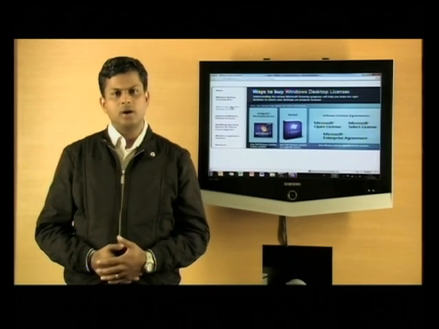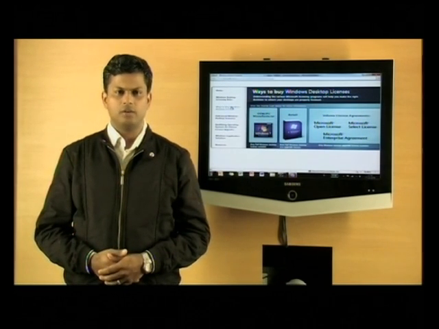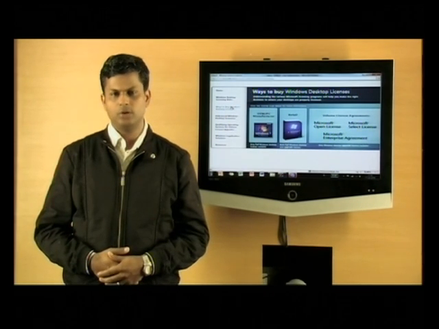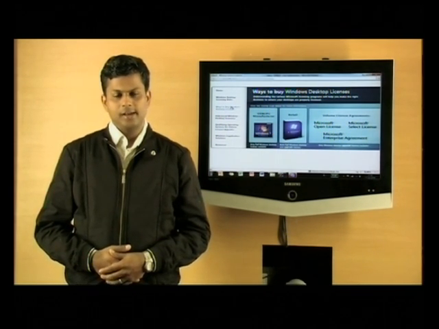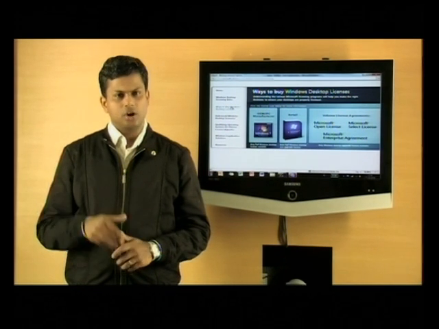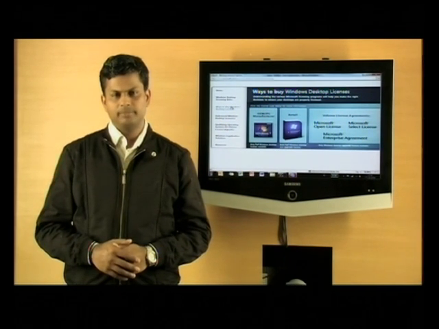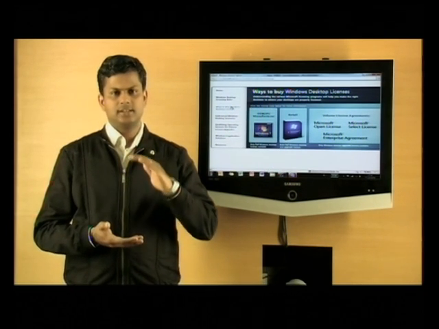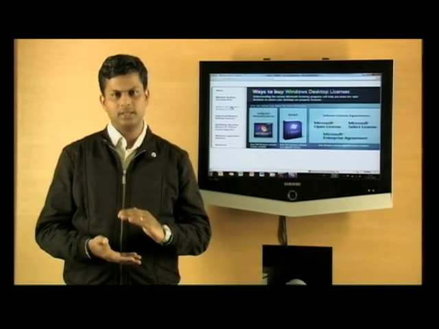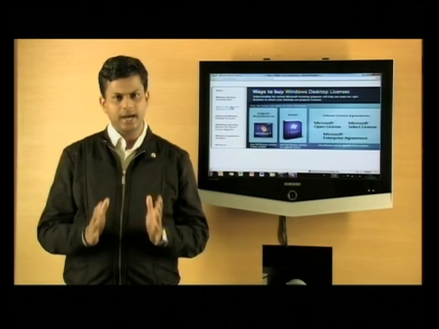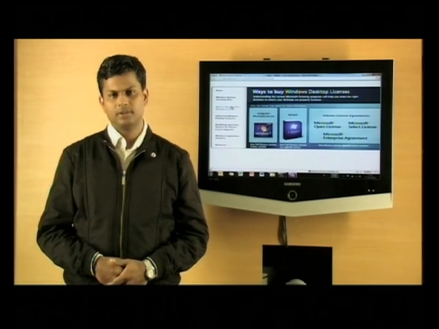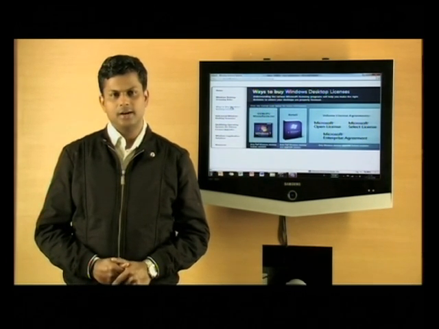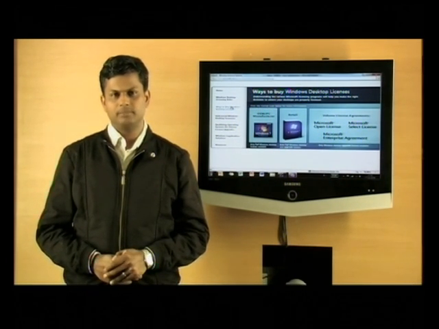The third is around the transferability of the Windows license that comes pre-installed with your OEM PC. That particular license cannot be transferred to another PC. The Windows operating system license is specific to a given PC and it lives and dies with that PC. So I hope that gave you a perspective on some of the basics around Windows licensing.